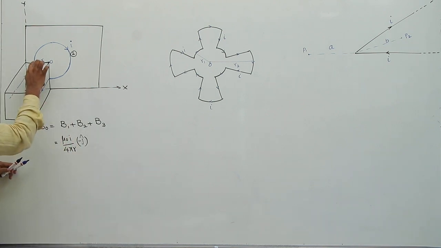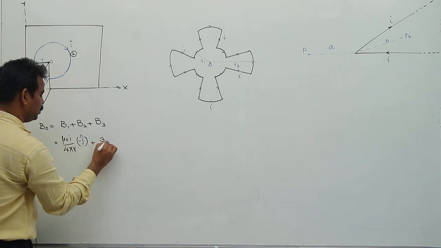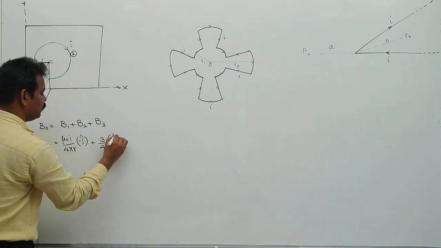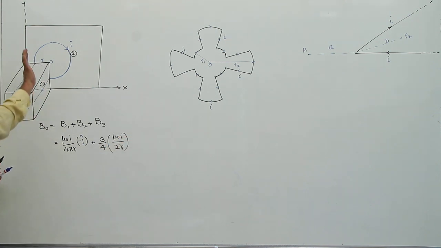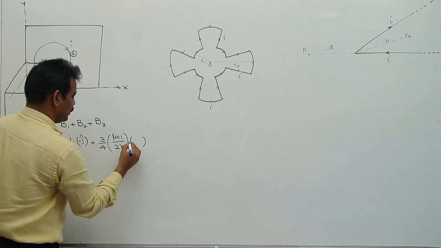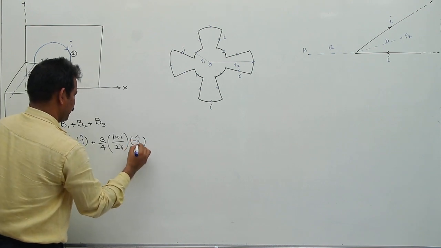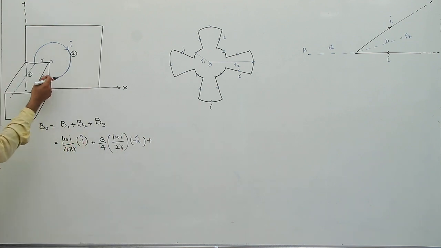Now what is B2? B2 is 3/4 of the circumference of a circle. So I am going to multiply this with 3/4 of the mu naught I by 2R. But what is this direction? Here current is flowing in clockwise direction. The field will be into, that is a negative z-axis. So I am going to write this as negative z-axis. So minus K cap, plus the third portion of this wire is along z-axis.